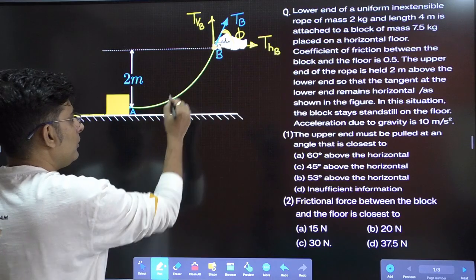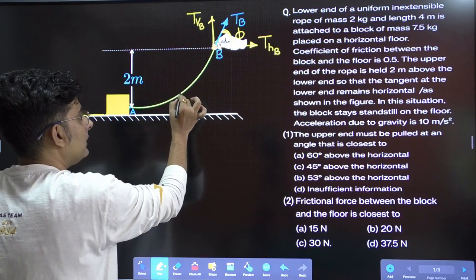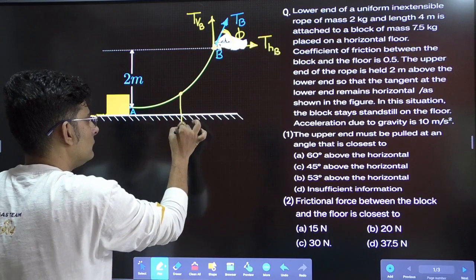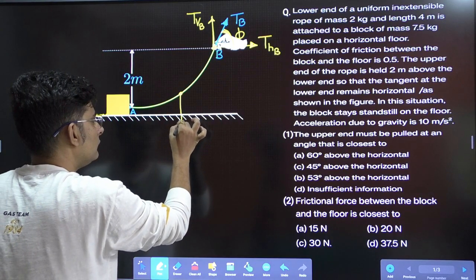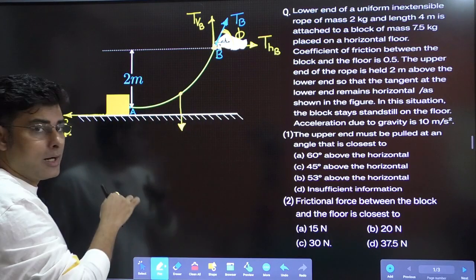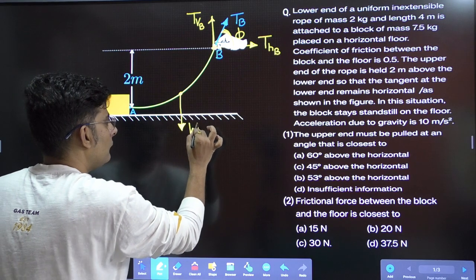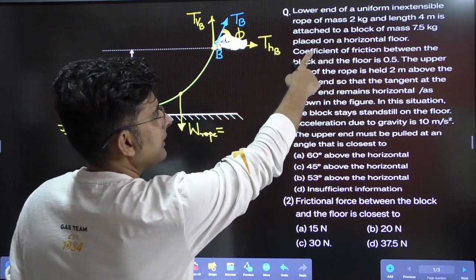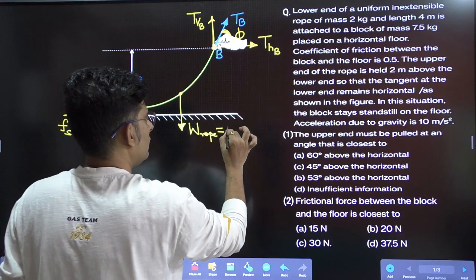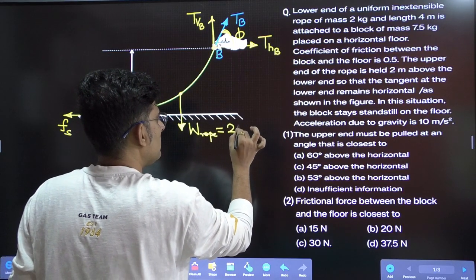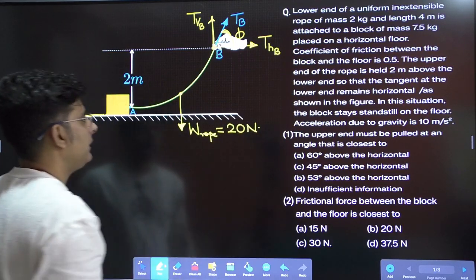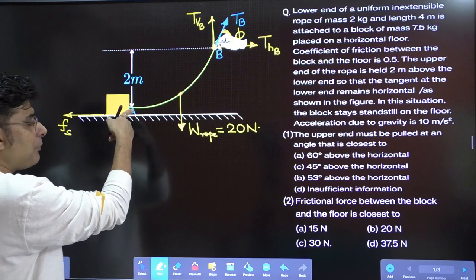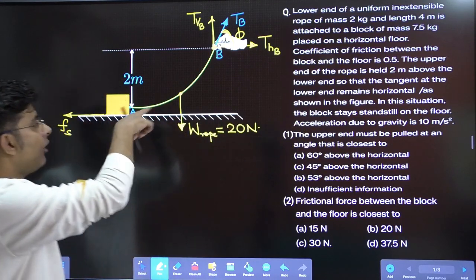One more force, if you see, for the rope, is its weight, the total weight of the rope, which we can show on the center of mass. So this is the weight of the rope. Mass of the rope is given as 2 kg, so mg will become 20 Newton, right? Now at the point A, the rope is horizontal.